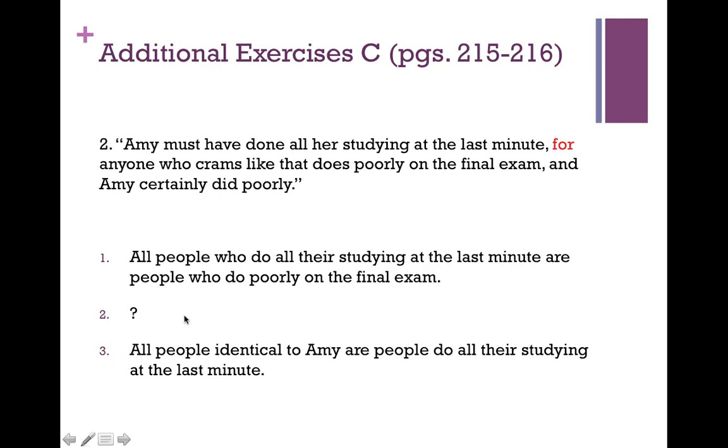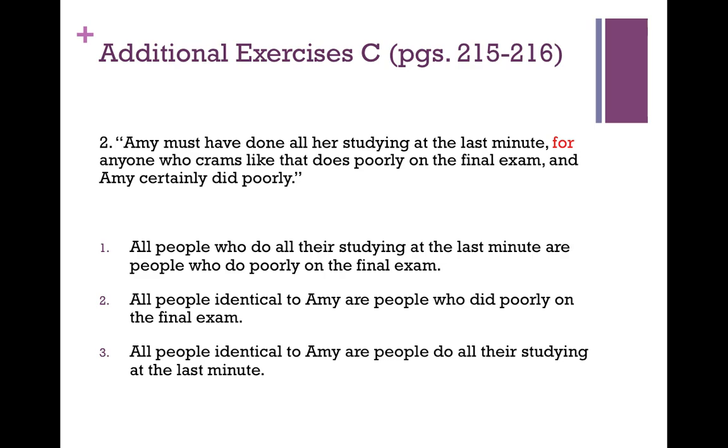The conclusion is. Now all we have to do is locate the minor premise. And the minor premise is going to be Amy certainly did poorly. But this is far from being in standard form. First of all, we don't have a universal quantifier. Secondly, we don't have a quantifier mentioned first. We're missing our copula, where we don't name classes in both the subject and the predicate term. So we have to fix this sentence in a lot of ways. And it's going to be something like this. All people identical to Amy are people who did poorly on the final exam.